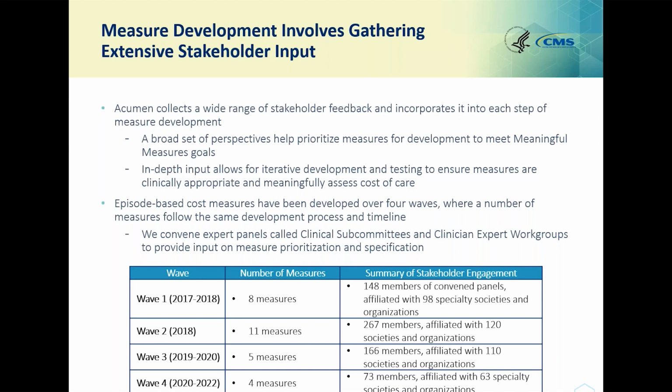We're now in wave 4 of development, which began at the end of 2020 and involves the input and expertise from over 73 members across 4 work groups. Across the 4 waves, we've worked with hundreds of members affiliated with many specialty societies, professional organizations, and other associations. Next slide, please.